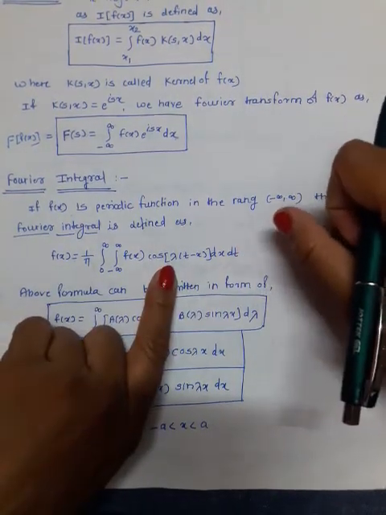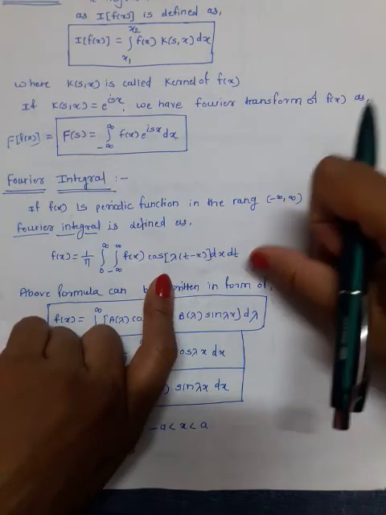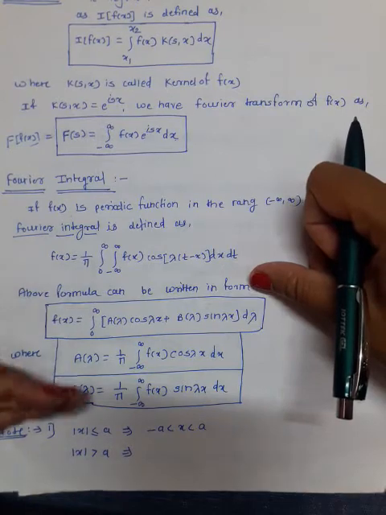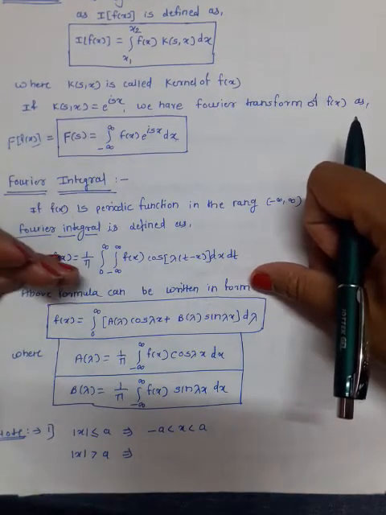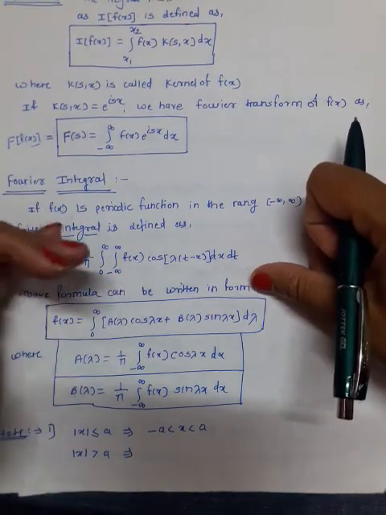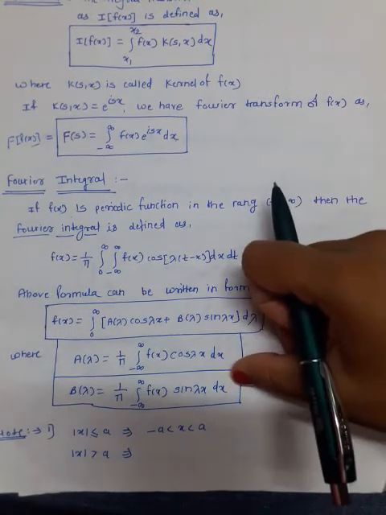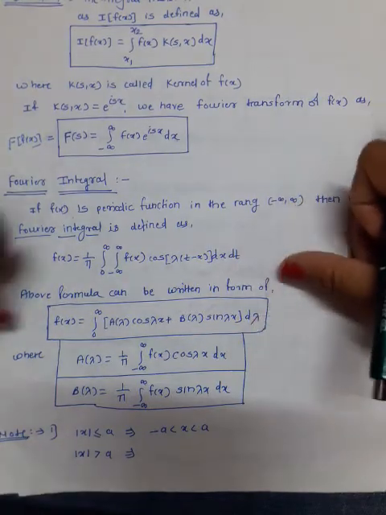But while solving the examples, we are going to consider the simplest form of this formula. These are the three formulae you have to mug up instead of one formula, because it consists of double integration. But we are going to use these three simplest formulas to solve the examples.